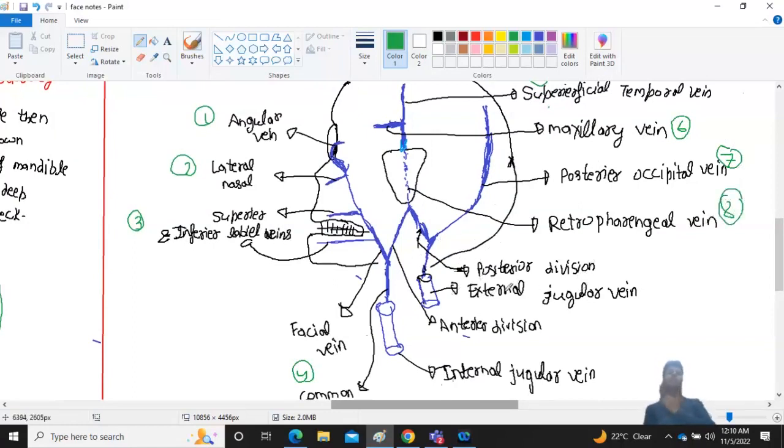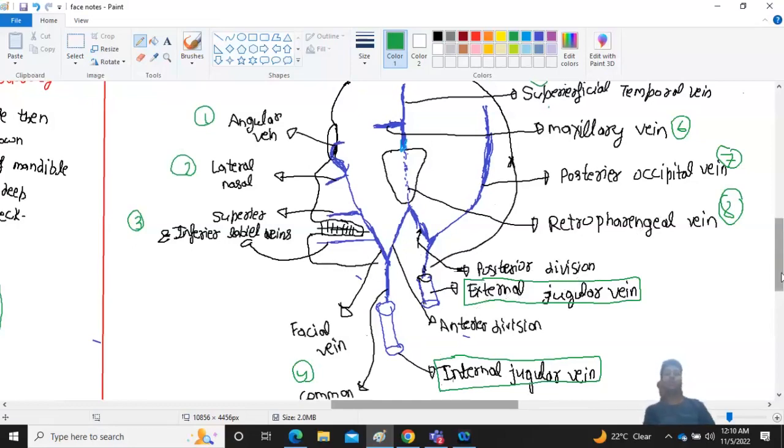Then divide into the posterior division and anterior division. Remember, the posterior one drains into the external jugular vein, and the anterior one into the internal jugular vein. This is the external jugular, the final drainage, and this is the internal jugular. These are two different veins with different drainage. Anteriorly it is the internal jugular, posteriorly the external jugular. The internal jugular is present inside the carotid sheath, and the external jugular pierces the carotid sheath and then comes out.